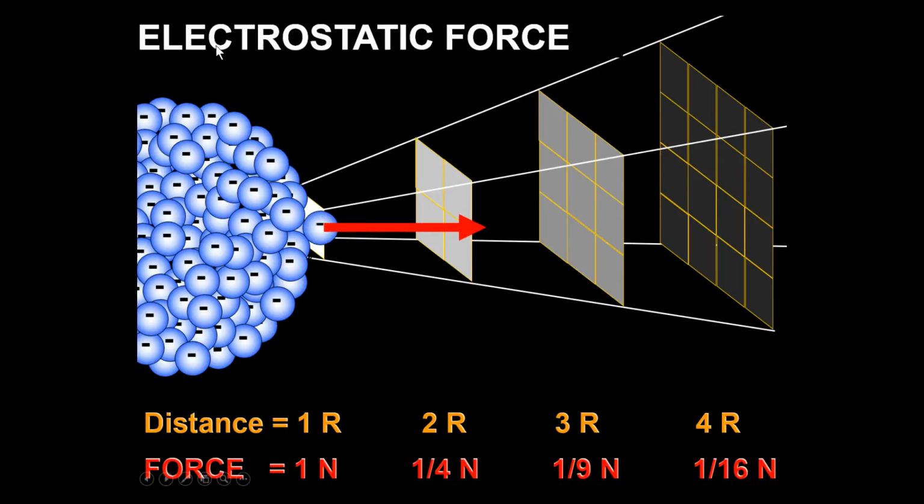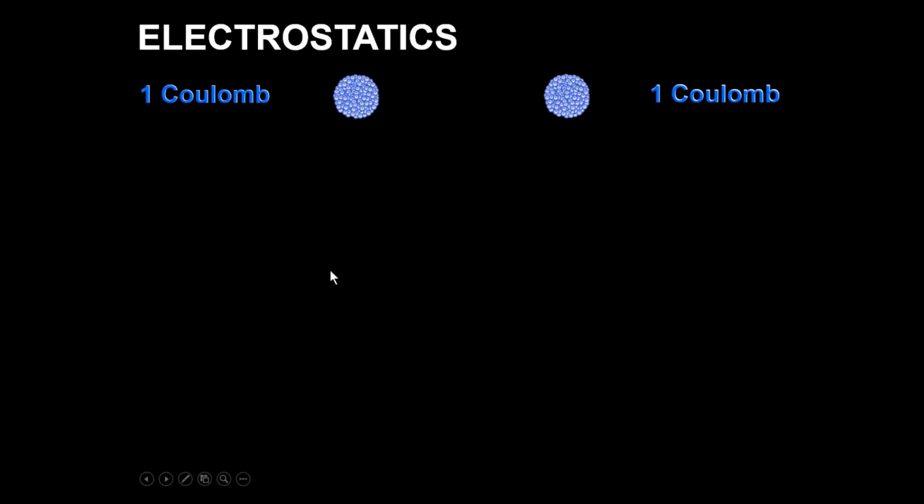And same thing with now electrostatic force. If I had a bunch of negative charges here and that charge got further and further and further away, the force would become less and less and less. All right, so the distance is an inverse square law.